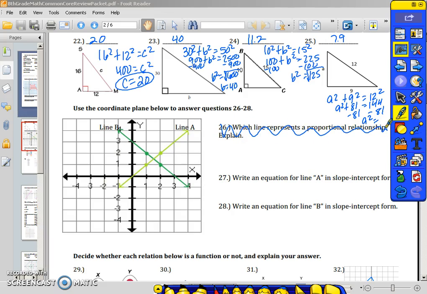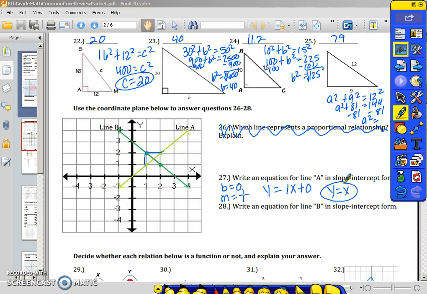For 27, write an equation for the line A. Line A intersects the y-axis at 0, so the y-intercept is 0. The slope, we're going up 1, right 1. So y equals 1 over 1, which is 1, x plus 0. If 1 is your coefficient, then you do not write it. So that becomes y equals x. And if your y-intercept is 0, then you don't write it. So your answer is y equals x.